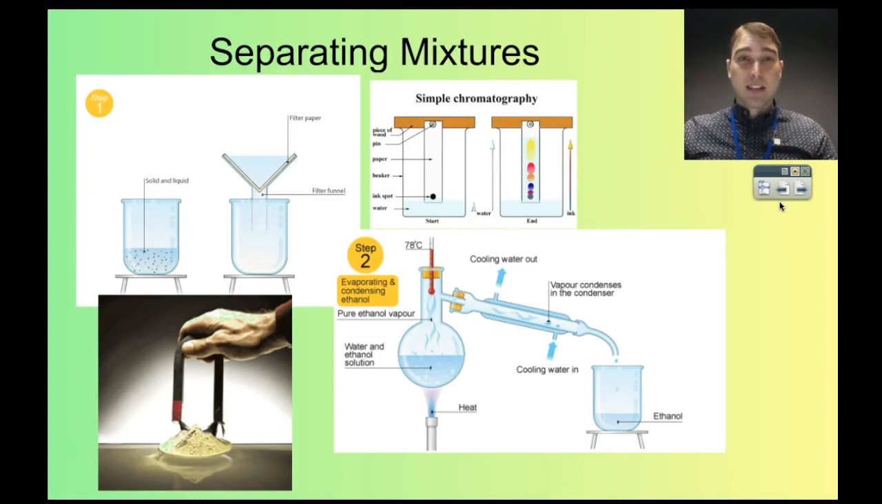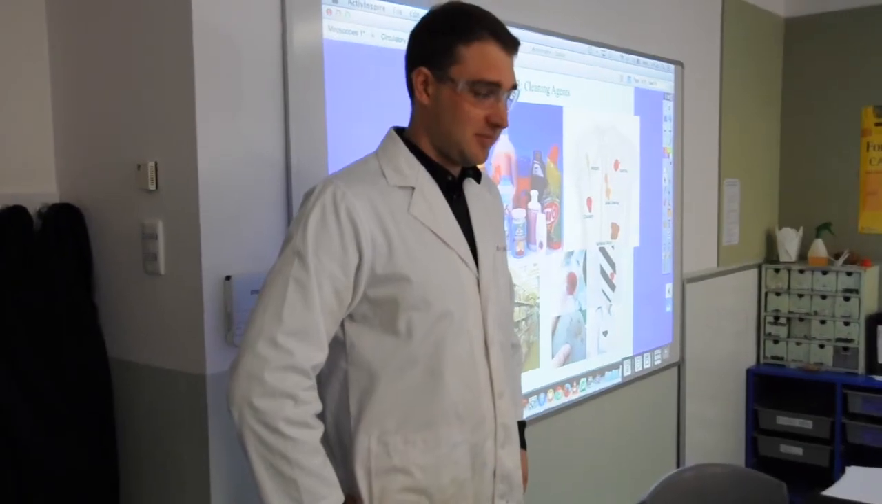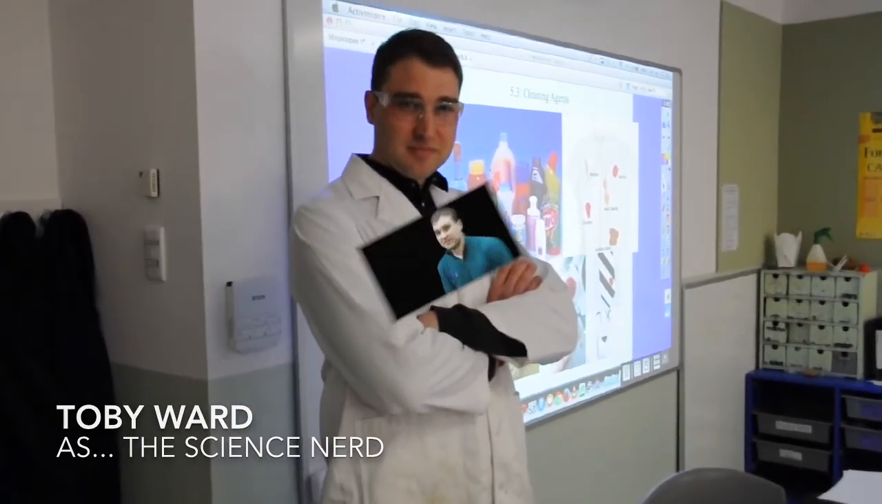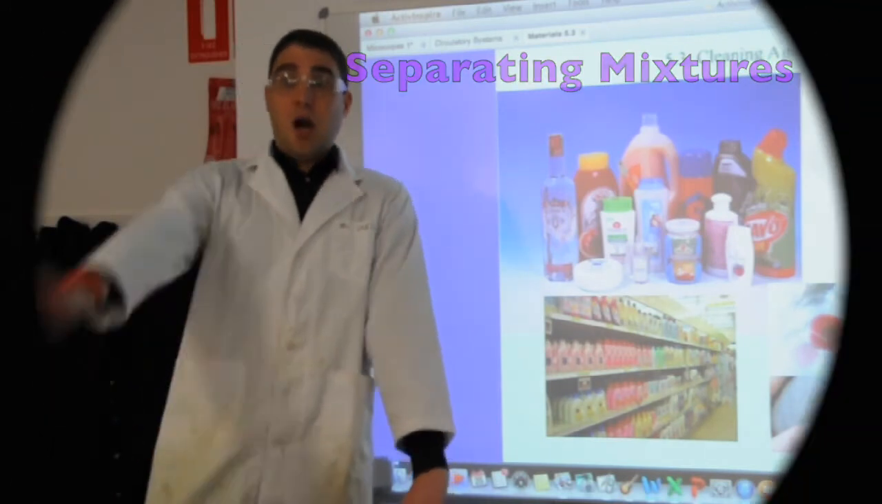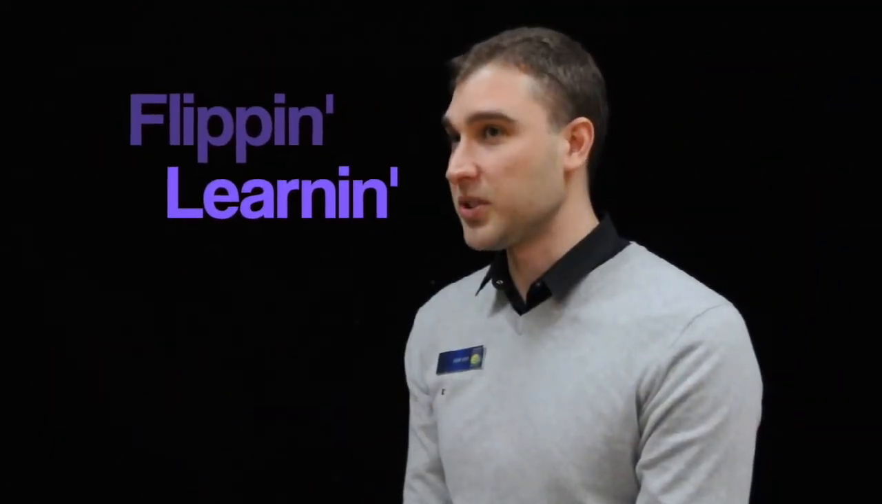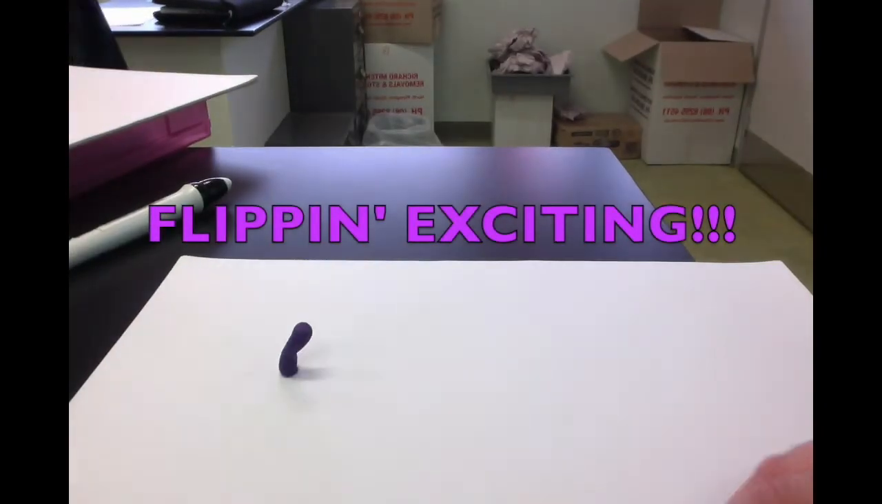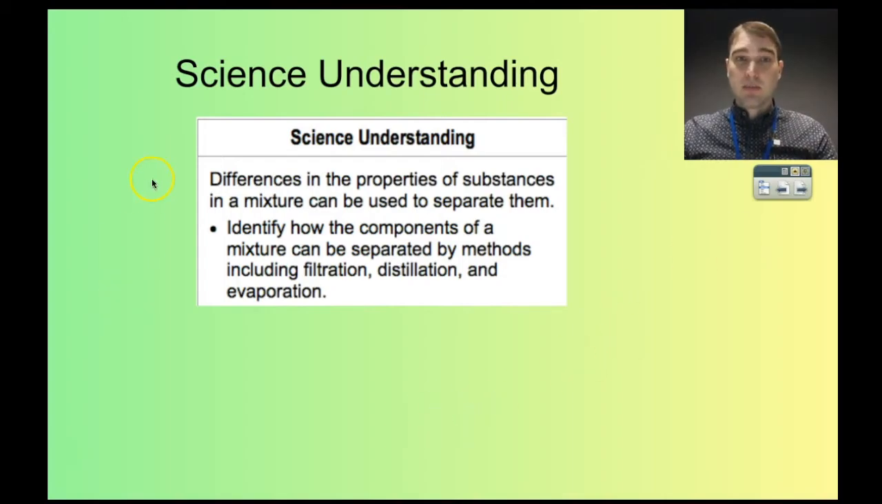Howdy, so for science we're looking at separating mixtures. So this is the science understanding that we're looking at. We're looking at how the differences in properties and substances can be used to separate them, and then we're going to look at identifying how components of a mixture can be separated by several methods. So filtration, distillation, evaporation, and a couple more.